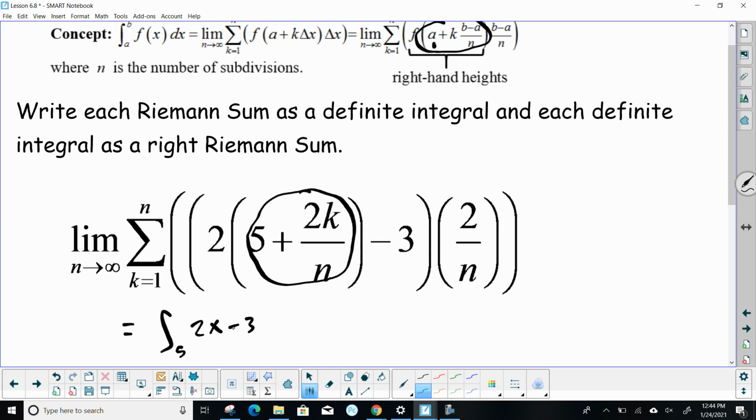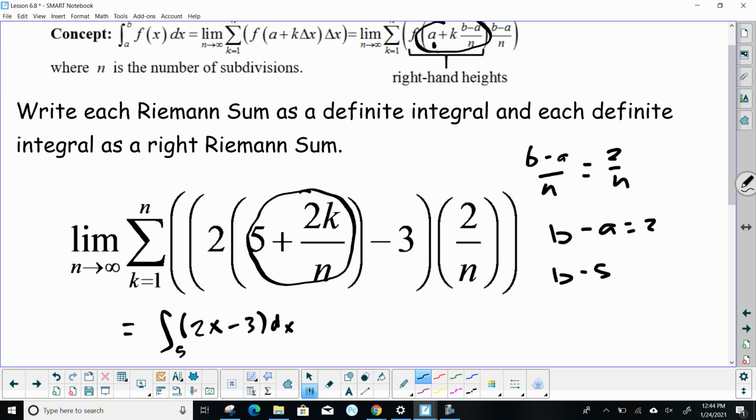All that's left really is finding my upper limit. To do that, I know that b minus a over n is equal to 2 over n. Well, that means that b minus a has to equal 2. We know what a is. A is 5, so we know that b minus 5 has to equal 2. If I add that 5 over, I get 7. So this one is written using limit notation, and this one is written as a definite integral.